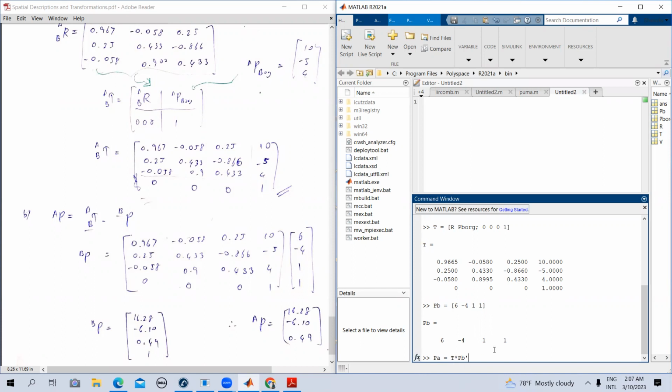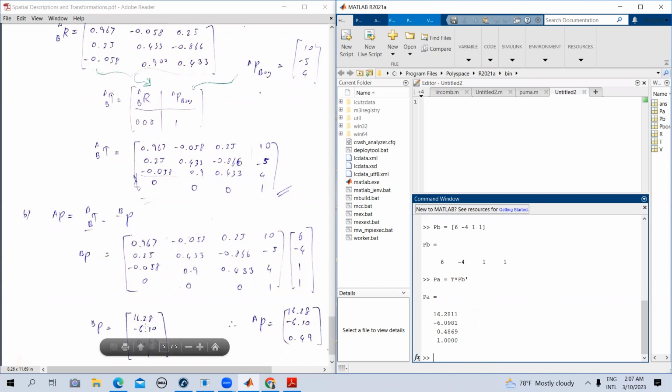Because this is in this form, a 1 by 4 form, we have to convert that into a 4 by 1 form. If you do that, we get the answer as this, which is exactly what we got here.